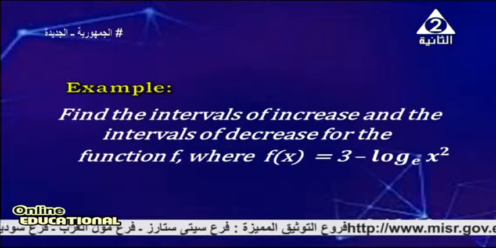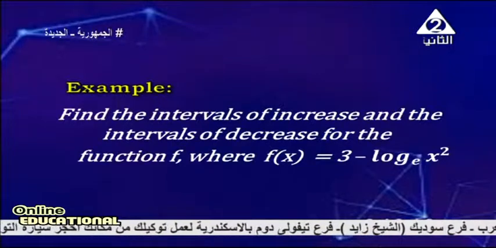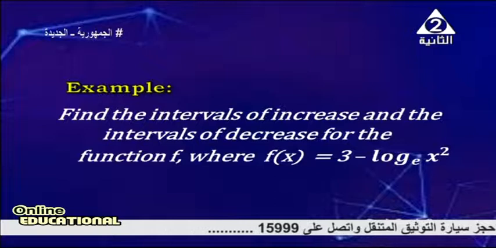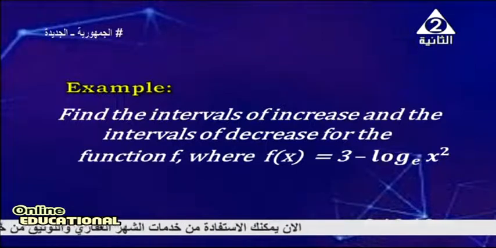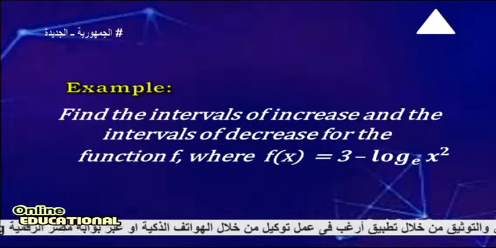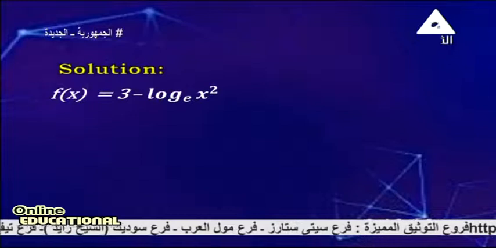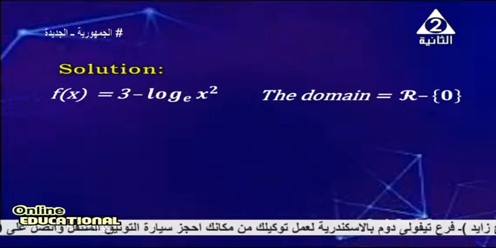We move to the next example. Find the intervals of increase and the intervals of decrease for the function f, where f(x) = 3 − log of x² to the base e. We know that log of x² to the base e is ln x². Now we have the function f(x) = 3 − log x² to the base e, and the domain of this function is R except the set of zero.